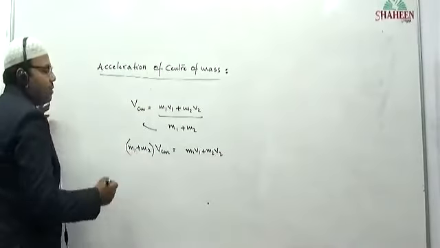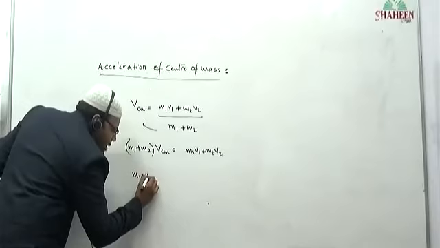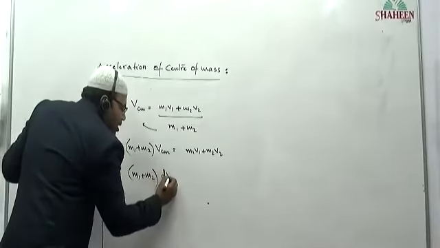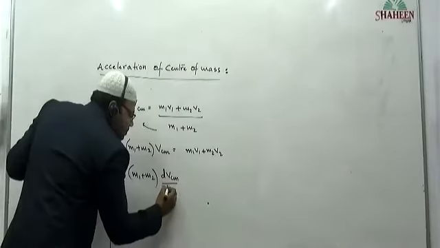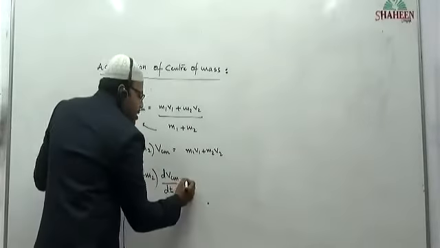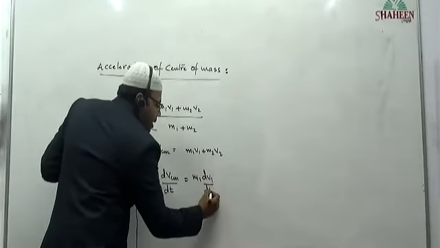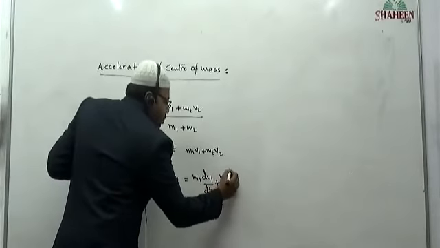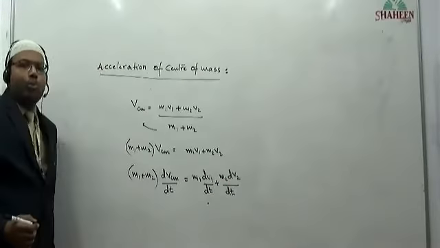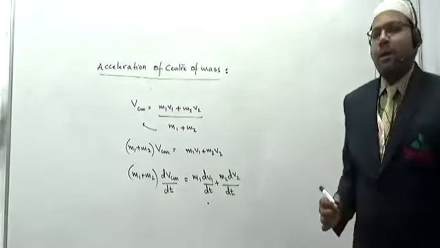Now what we are doing, beta, we are differentiating this with respect to time again. So therefore m1 plus m2, these are the attached constants. So therefore this we can write as (m1 + m2) dvcm/dt, that is equal to m1 dv1/dt + m2 dv2/dt. I hope it is clear, okay.